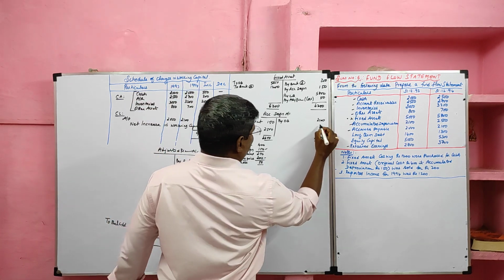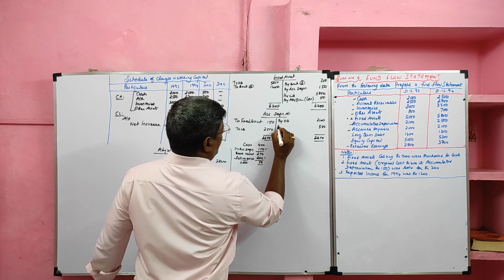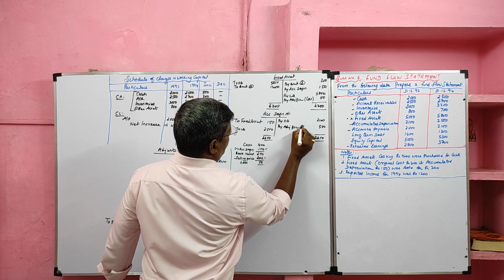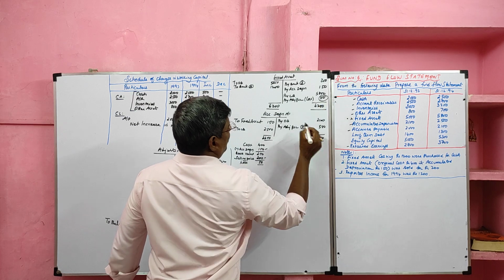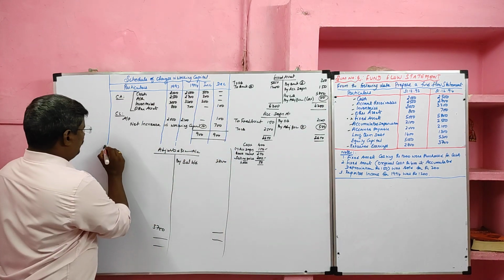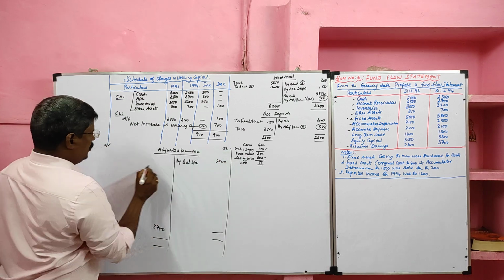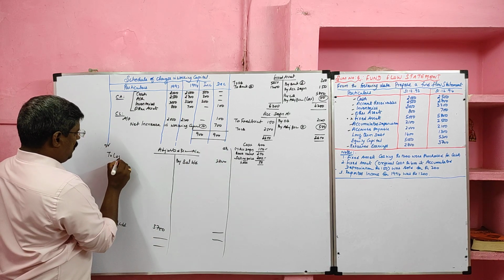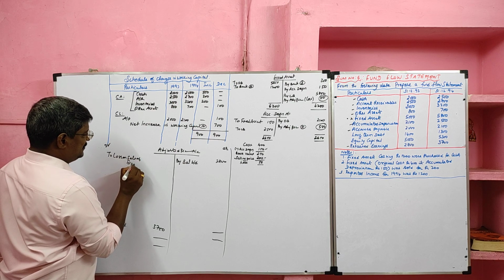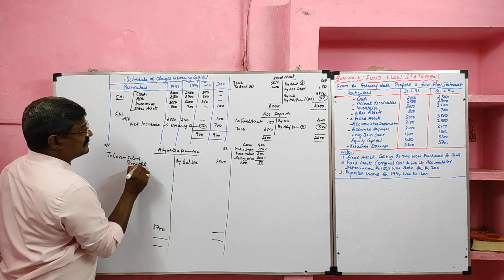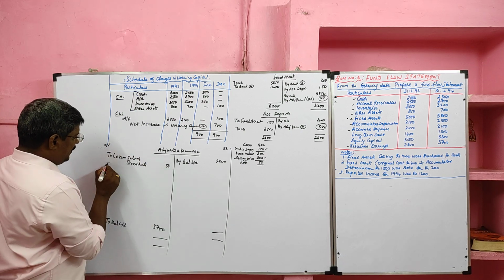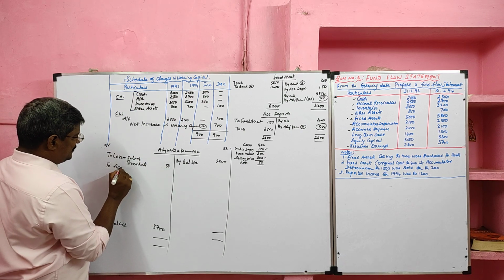adjusted profit loss account debit side. It should be transferred to the adjusted profit loss account. So loss on sale of fixed asset and accumulated depreciation should be debited to the adjusted profit loss account. To loss on sale of fixed asset. How much we incurred loss? 50 rupees. Then accumulated depreciation.